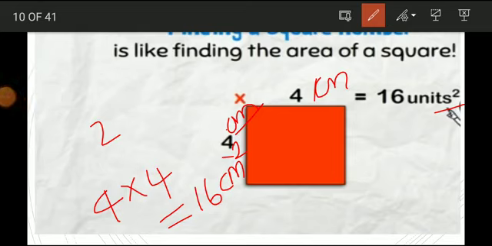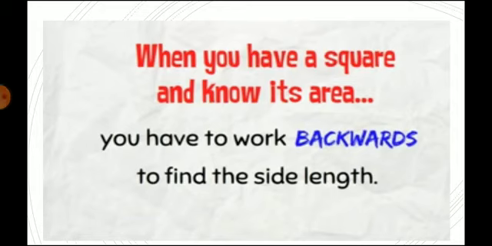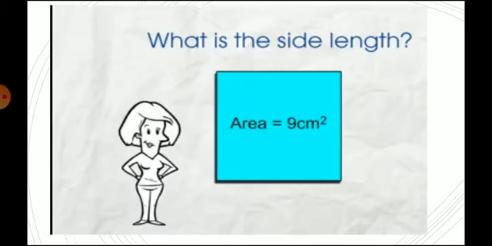So using this method we can find the area for lots of numbers. When you have a square and know its area, you have to work backwards to find the side length. Here, what is the side length? They gave the value of area, that is 9 centimeter square, so we want to find the value of the side. In the previous sum they gave the value of the side and we found the area of the square, but here they gave the area and we want to find the side length. So it is very simple to find this.